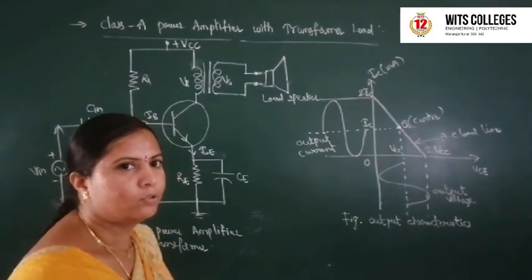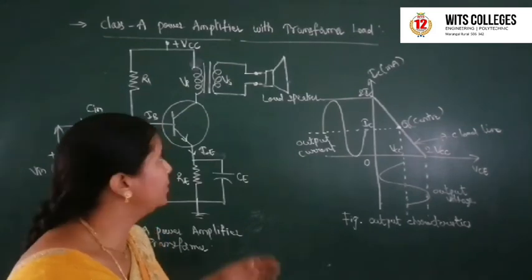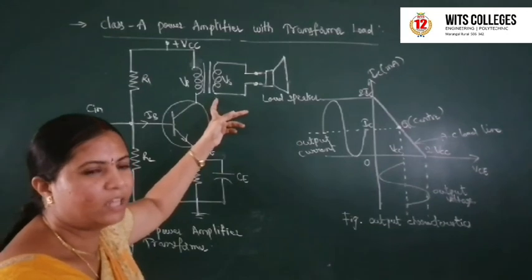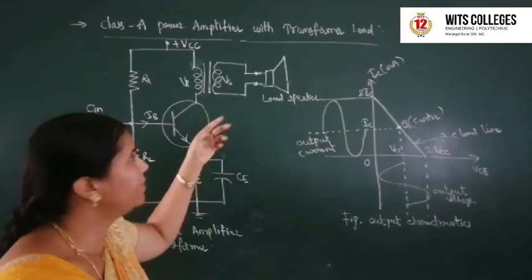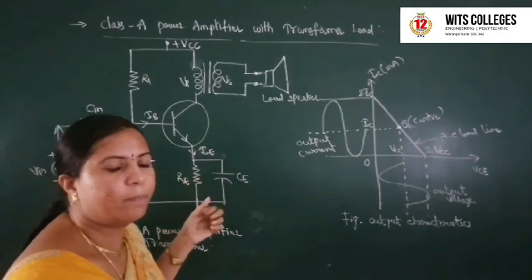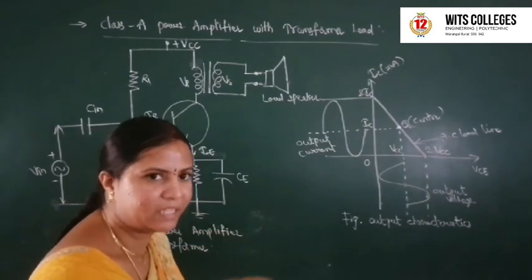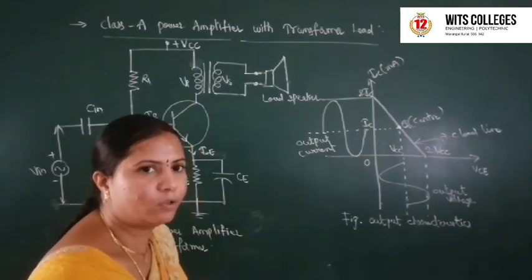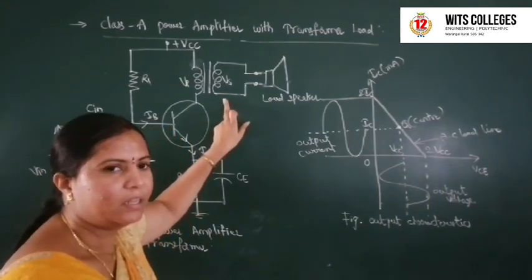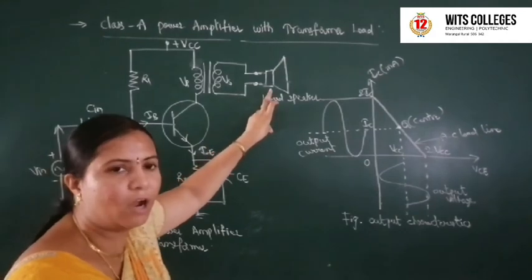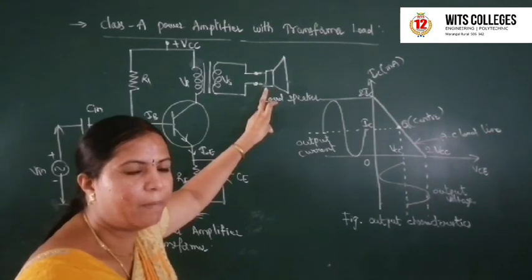If you use transformers, what will happen? The maximum power is delivered to the load. That is because here we are connecting the transformer. In the power amplifier with transformer load, the output impedance is equal to the transformer, and where the transformer is connected, here is the loudspeaker. So this loudspeaker's load impedance, or input impedance, has to match.